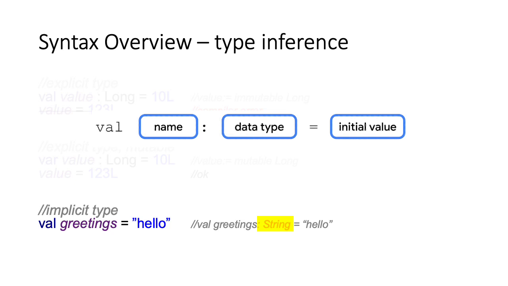So what you see here is an example of Kotlin inferring the type of a value, which is String, and hence it is not needed to be specified. The general syntax for a statement would be: you need the type declaration or mutability declaration, the name of the variable, and the initial value. If those are present, then the type can be inferred.